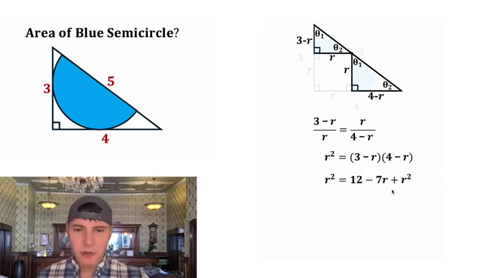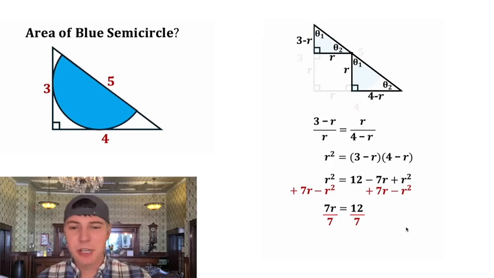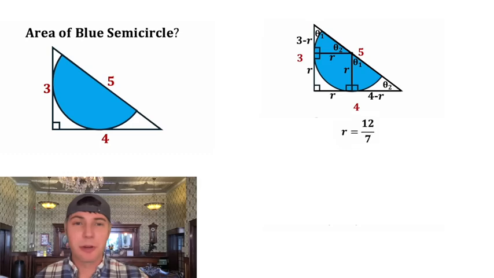So from here, let's move all the r's to the left-hand side. So we can add 7r to both sides, and we can subtract r squared from both sides. On the left-hand side, the r squared minus r squared will go away, so we're left with 7r. And on the right-hand side, all of this stuff will go away, so we're just left with 12. From here, we can divide both sides by 7, and we get r is equal to 12 sevenths. This r stands for the radius of our semicircle, so we're pretty much done.